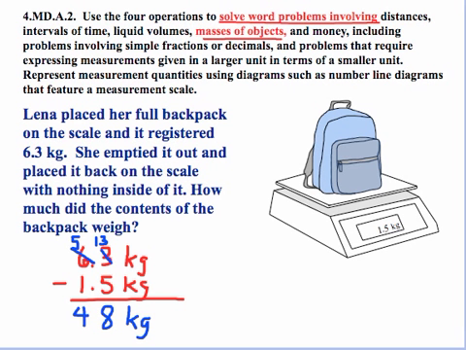At this point, students should have already had some practice with what to do with the decimal point. And so at this stage, students should know that it's going to be 4.8. We need to put our decimal straight down and put it between the 4 and the 8. So we have 4.8 kilograms. That's the solution to the problem. That's how much the contents of the backpack weighed.